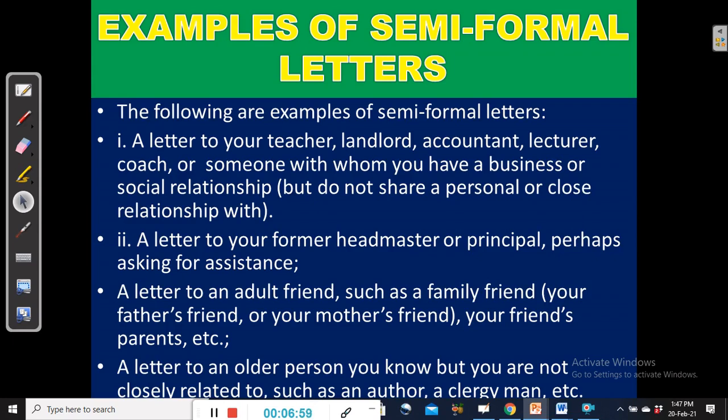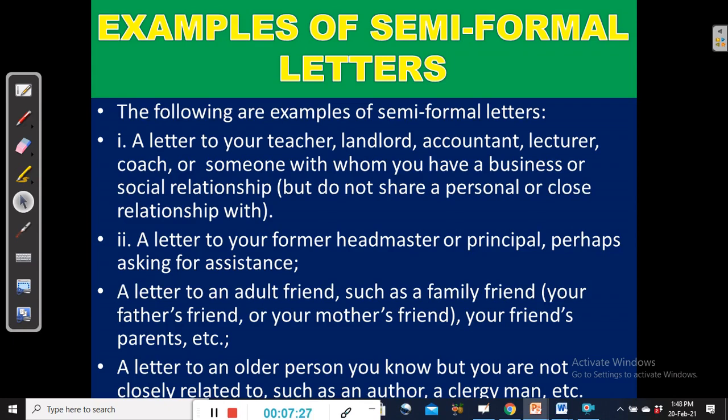Now, like the case of the example of the principal or headmaster I earlier mentioned, if you are currently a student and you have to write a letter to your principal, if that letter is for an official purpose, it is an official, it's a formal letter. Of course, you know, a formal letter is called an official letter.